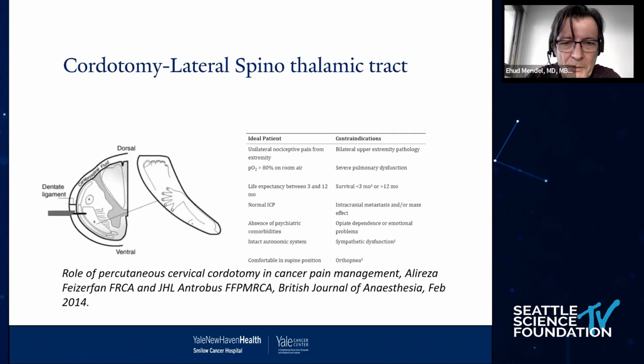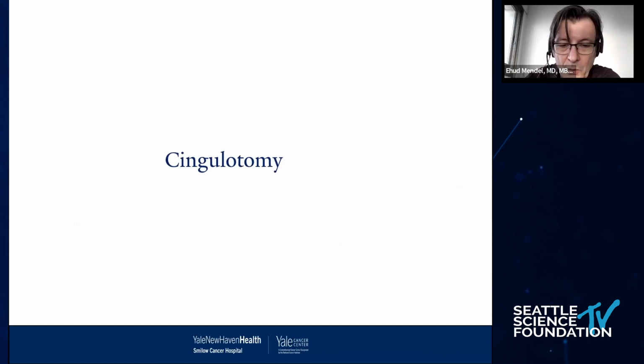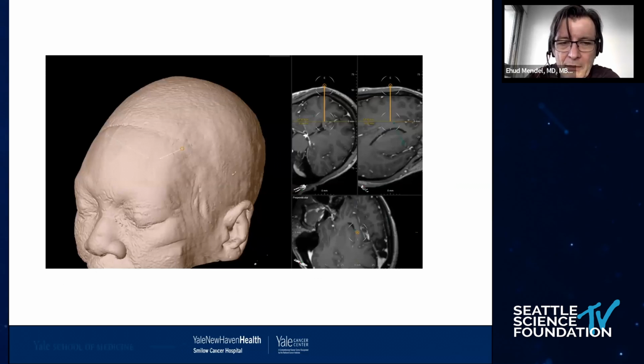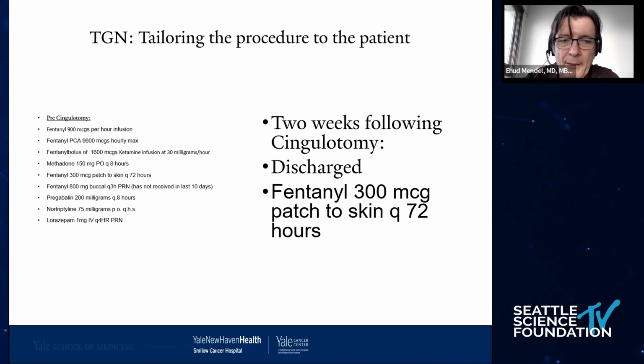A lot of these are multidisciplinary. The other options for pain control are cordotomies that can be done for these type of cases to try and control the pain, or what we have chosen to do here, which is a cingulotomy. And you can see right here how we ended up doing it, choosing the particular places to create a cingulotomy for pain control.